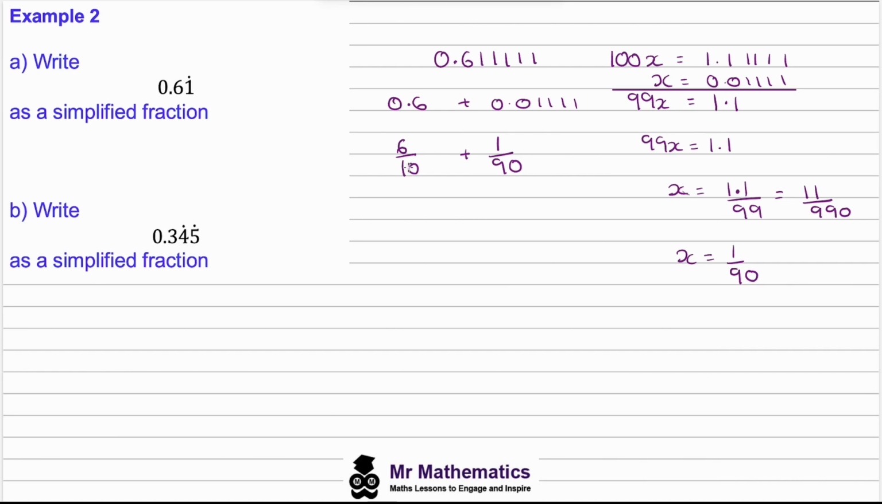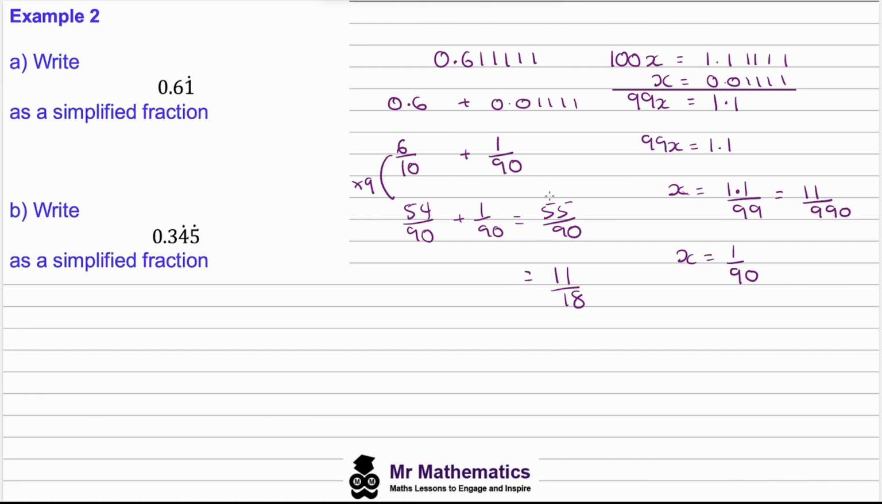So now we need a common denominator. We'll multiply this one by 9, and we'll get 54 over 90 plus the 1 over 90. So we'll get 55 over 90, which we can simplify, divide both by 5, and we get 11 over 18. Okay?